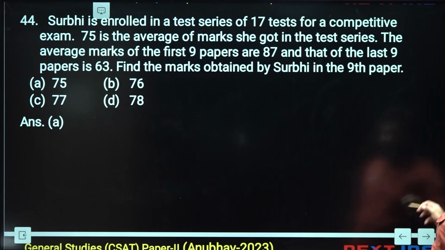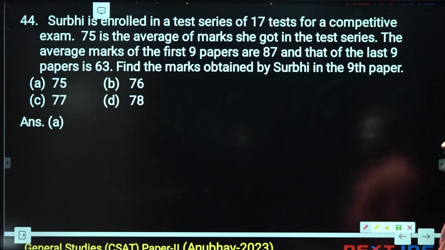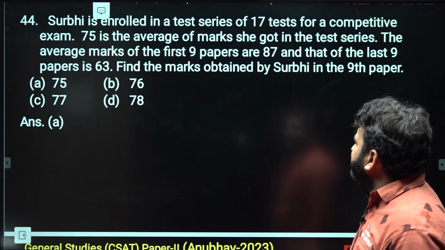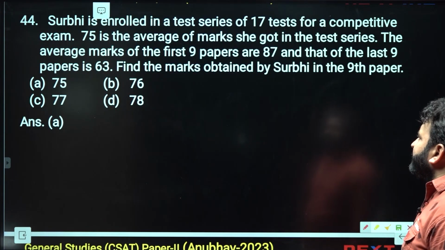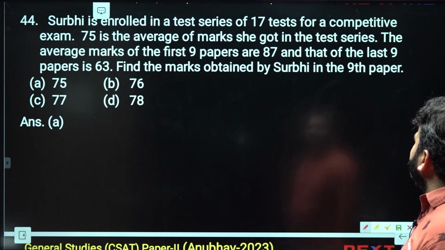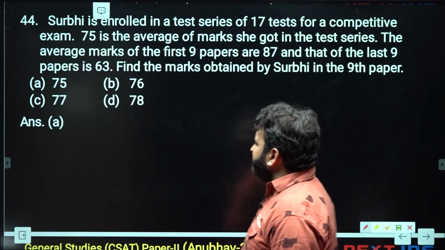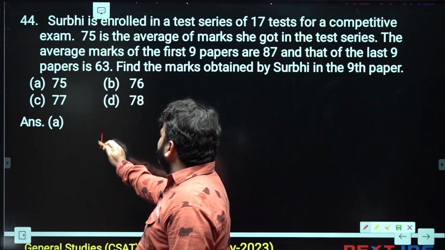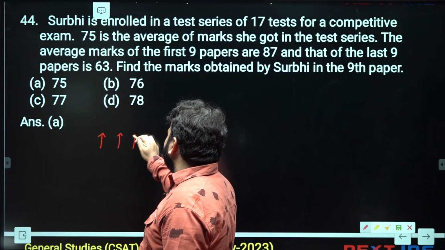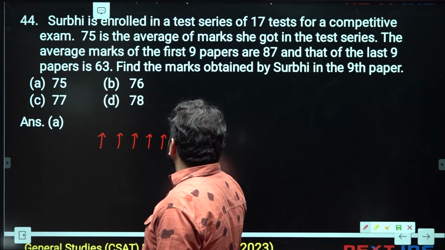This one is an easy as well as very common question of averages. Surbhi is enrolled in a test series of 17 tests for a competitive exam. 75 is the average of the marks she got in the test series. The average marks of the first 9 papers and that of the last 9 papers is given. Find the marks obtained by Surbhi in the 9th paper. So this is a common question; anyone who has done average questions must definitely have solved such a question.